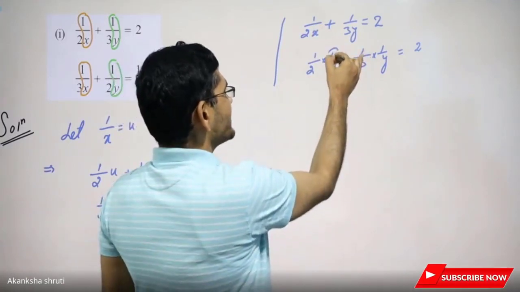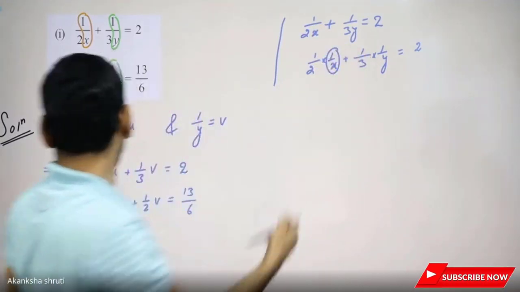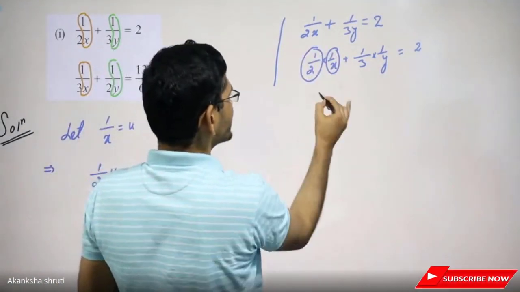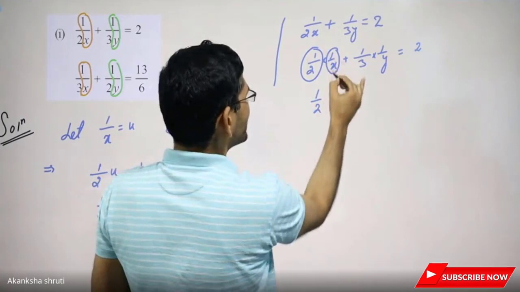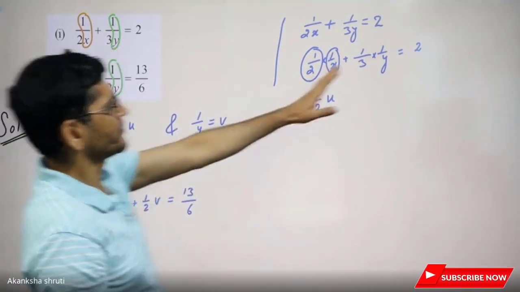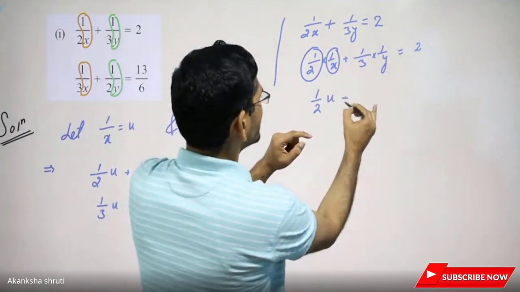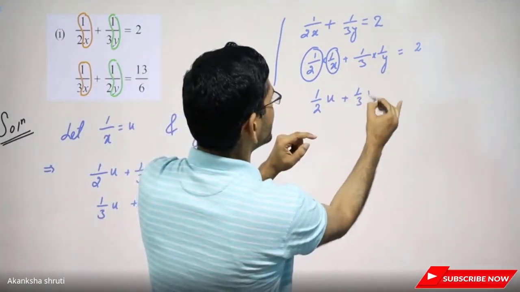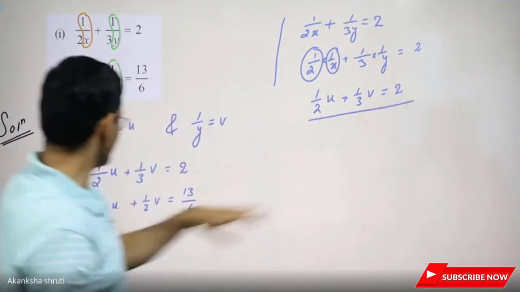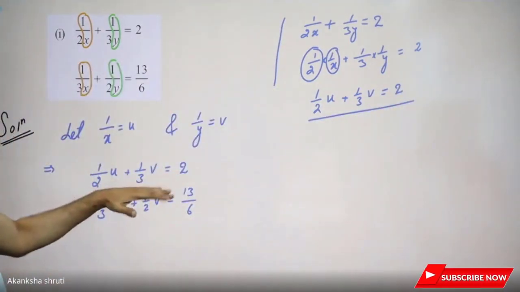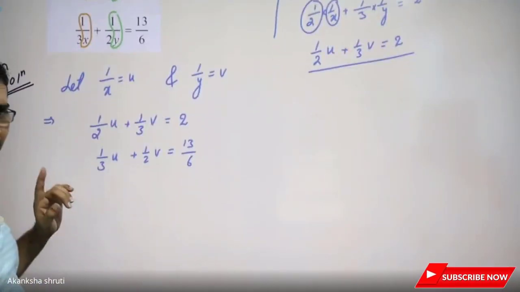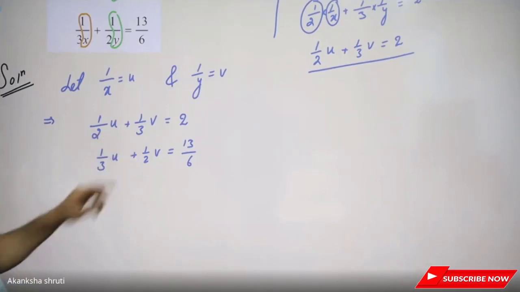So that's why we have substituted 1 by x as u. Therefore this coefficient 1 by 2 remains as it is, and in place of 1 by x we are just putting u. Similarly, for the second part, 1 by 3 is acting as the coefficient, this is v, and here it is 2. This way we have written the first equation. Similarly, the second equation gives this one. Now we have to find the value of u and v here.